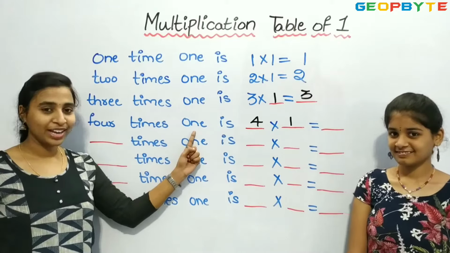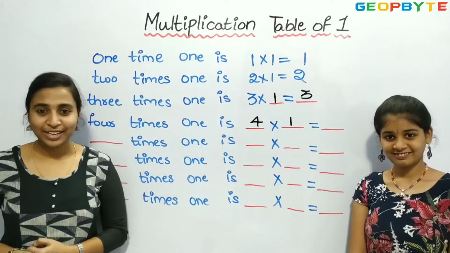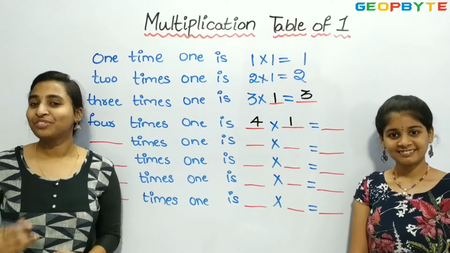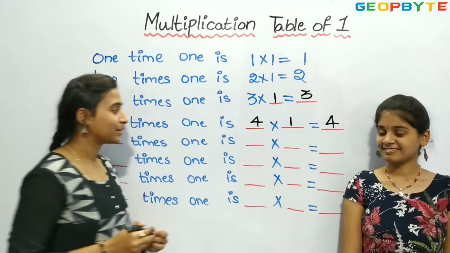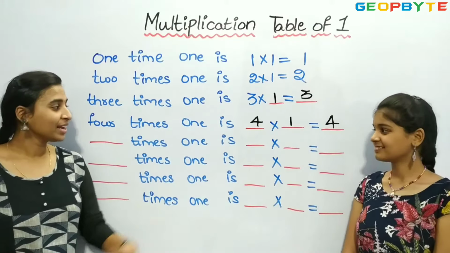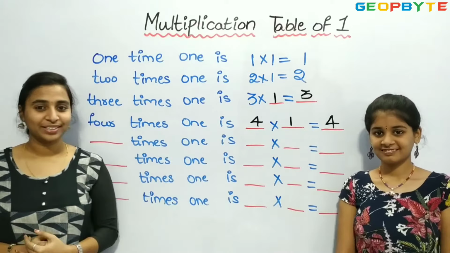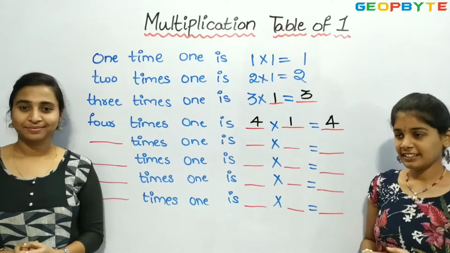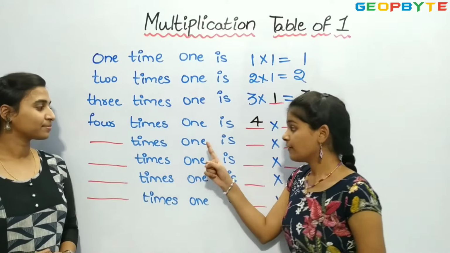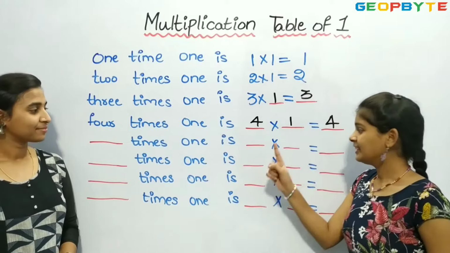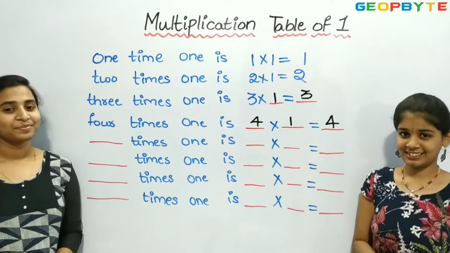4 times 1 is 4 into 1. Children, 4 into 1 is nothing but 4 only. So, 4 ones are 4. 4 times 1 is 4 into 1 which is equal to 4. Now, let us see the next one. Dash times 1 is dash into dash gives us dash.